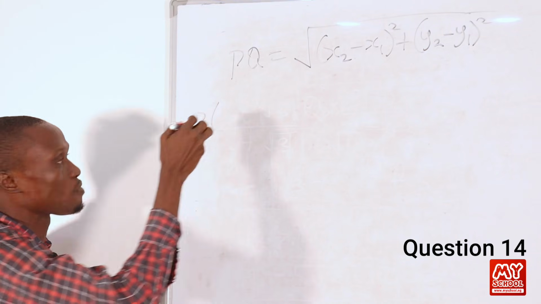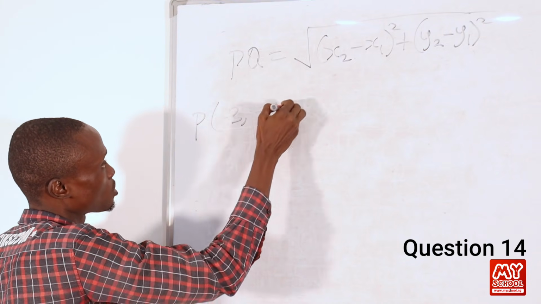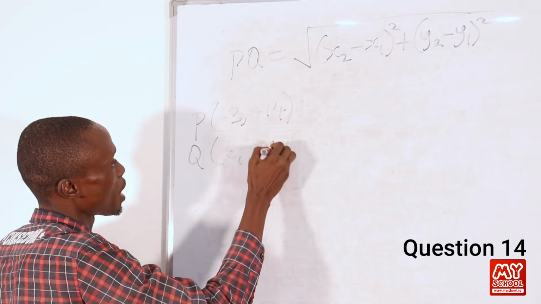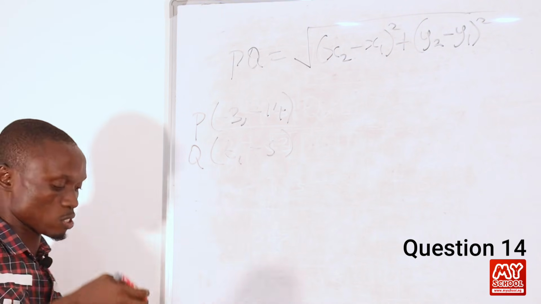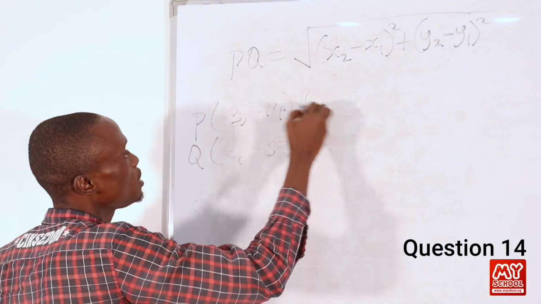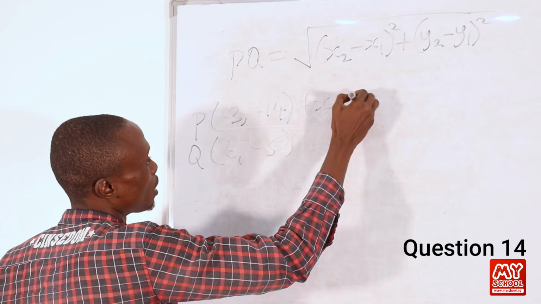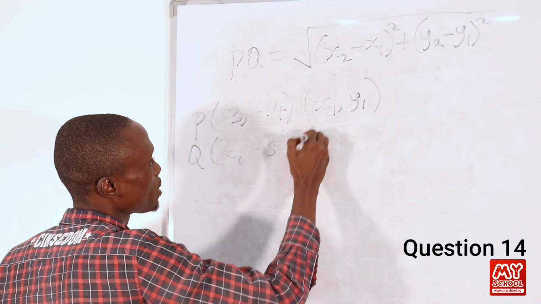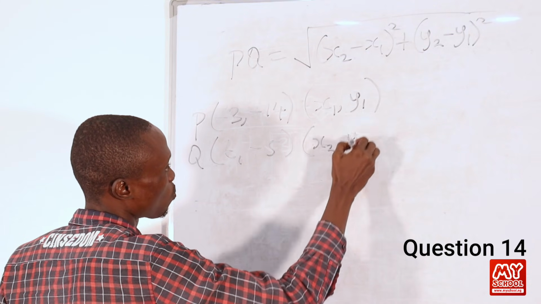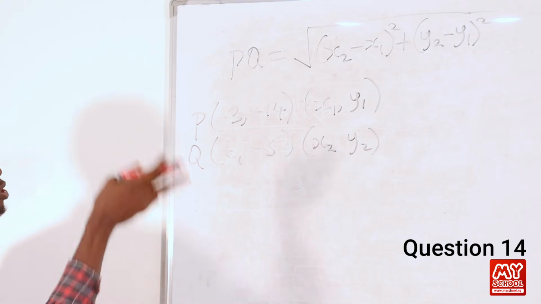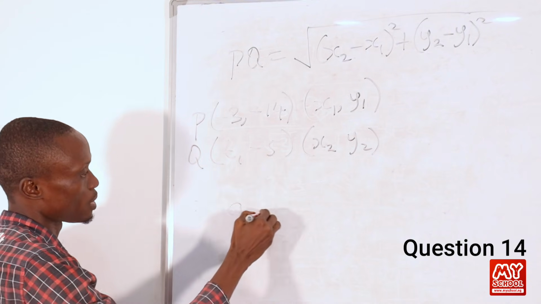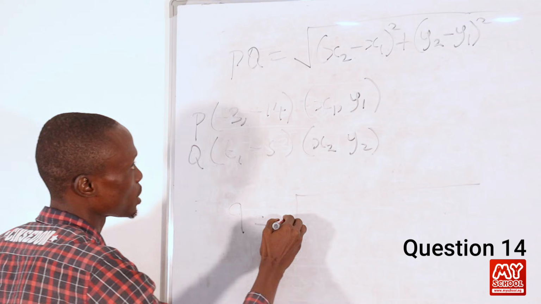Let's write out the points. For the P point, we have minus 3 and minus 14. For our Q point, we have T and minus 5. Of course, the coordinate of a point is always X and Y. So minus 3 stands for X1 and minus 14 is Y1. T stands for X2 and the last one, minus 5, stands for Y2. What we simply do is substitute our values into the formula. We know that PQ is equal to 9, so leave 9 there.